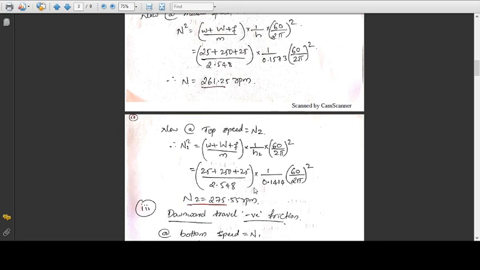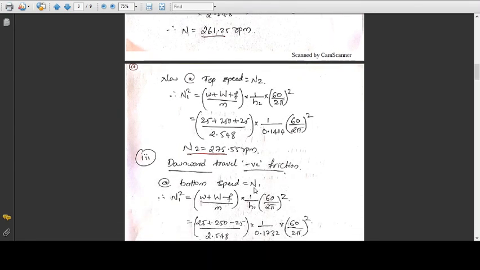Now moving further, at the top the speed is n2. Again you have to use the same equation. The only thing is you need to replace n by n2 and h by h2. If you know the value of h2 and all these terms are known, substitute and simplify, and you will get the value of n2 as 275.55 rpm.